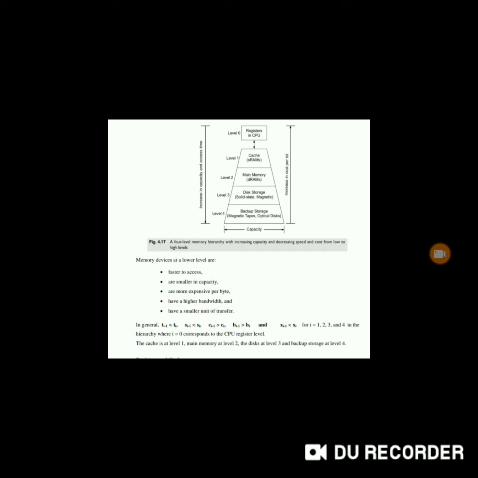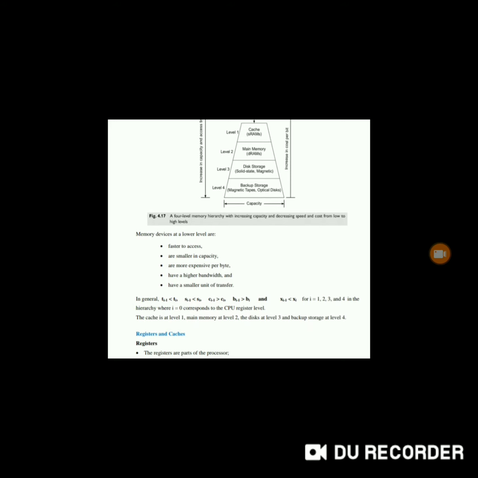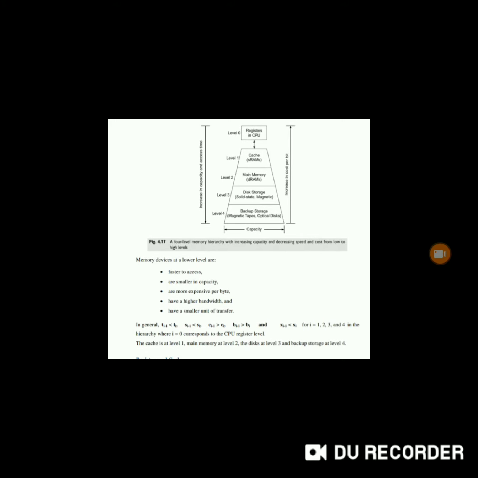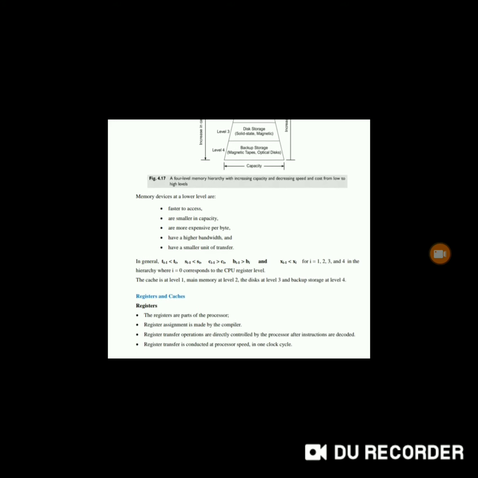So in the hierarchy, i equal to 0 corresponds to the CPU register level. The cache is at level 1, main memory at level 2, the disk at level 3 and the backup storage at level 4. So first we will see about the registers and caches.